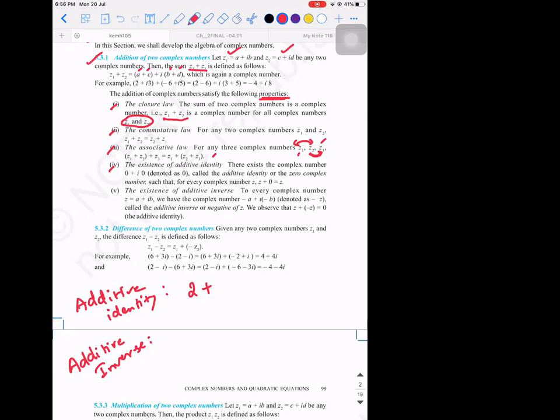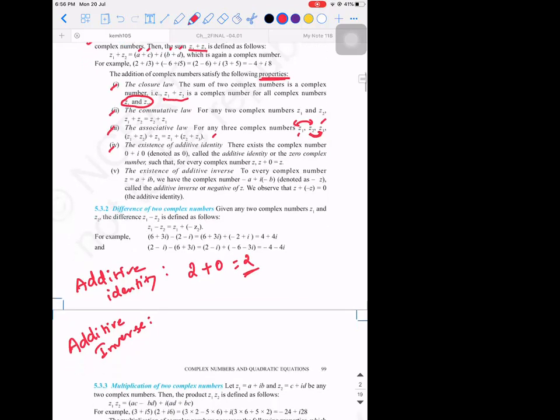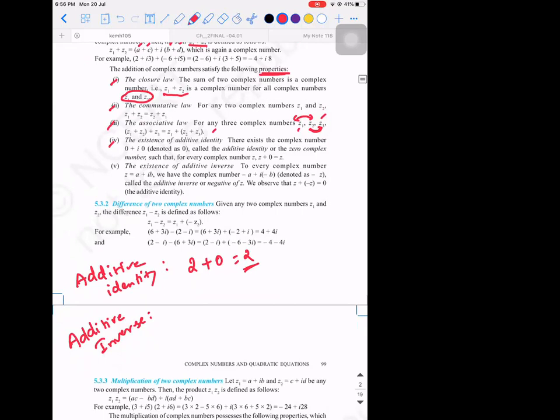0. So the additive identity of any number is always 0. Then what is additive inverse? Additive inverse means what should I add to a given number so that I get 0? Minus 2. So minus 2 is the additive inverse of 2, and 2 is the additive inverse of minus 2.